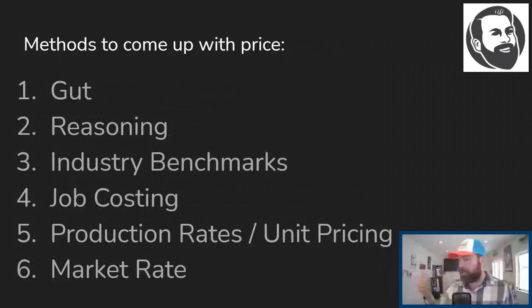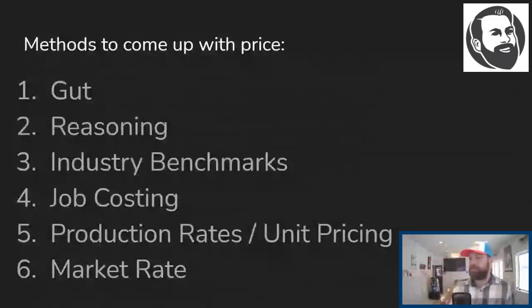You can go by your gut, which most people do. You can use simple reasoning, first principles reasoning, just like Elon Musk does. You can use industry benchmarks, and job costing, of course, which I would tell you to do. That's the best way. You can use production rates and unit pricing, which are distilled from job costing, and then you can use market rate. And that's one of the more interesting ones.